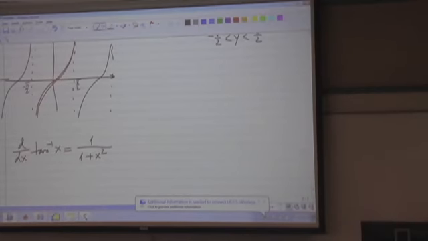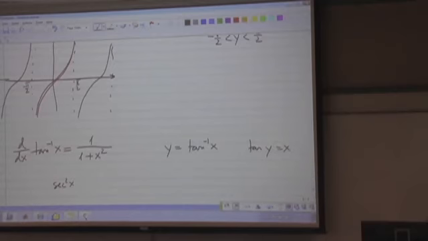How do we show that this is 1 over 1 plus x squared? Well, it's actually very easy. Y equals tangent inverse of x is equivalent to saying tangent of y is equal to x. If you take derivatives on both sides, you end up with secant squared of y times dy over dx is equal to 1. So dy over dx is 1 over secant squared of y.